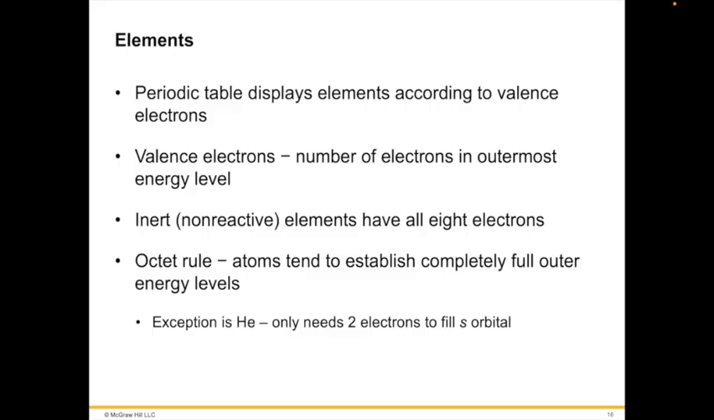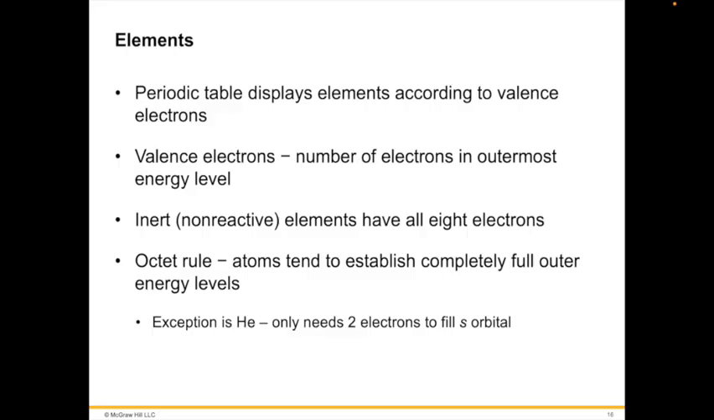In contrast, elements with only 7 electrons in their outer energy level, such as fluorine, chlorine, bromine, are highly reactive. They tend to gain the extra electron needed to fill the energy level. Elements with only 1 electron in their outer shell, such as lithium, sodium, and potassium, are also very reactive, but those tend to lose the single electron in their outer level.